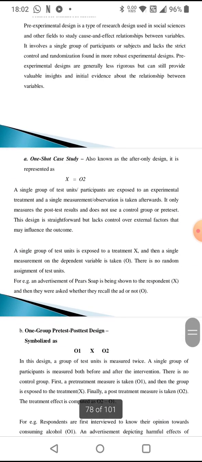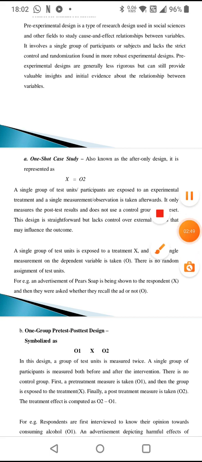We have one shot case study in that. What do you mean by this? One shot case study is also known as after-only design, and it is represented as X O2, where O is your observation and X is the treatment. Here a single group of test units or participants is exposed to an experimental treatment X, and a single measurement or observation O is taken later. It only measures the post-test results and does not use a control group or pre-test. It is straightforward, but it lacks control over external factors.